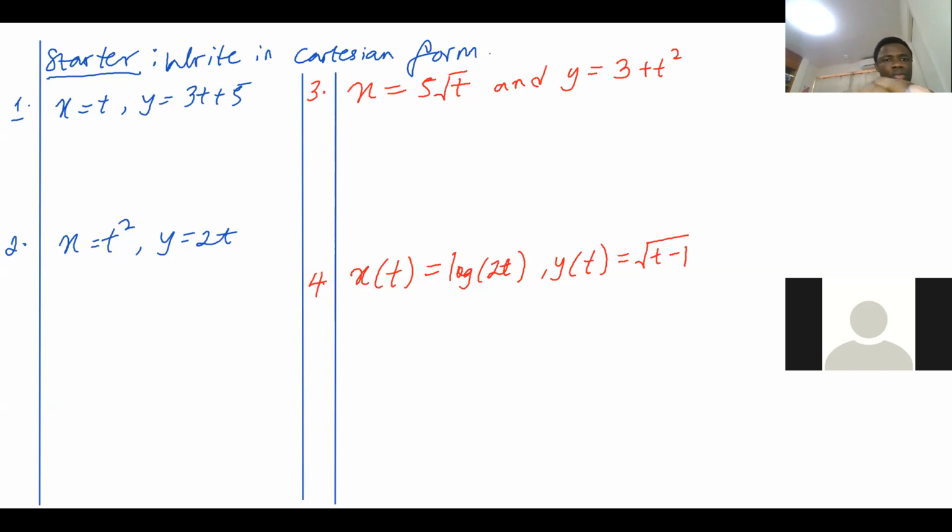Okay, shall we do the first one? Has everybody done the first one? Yeah, okay. So it's easy. T is already, in terms of x, we just put it here. So just substitution, y equals 3x plus 5. Raise your hand if you got that.